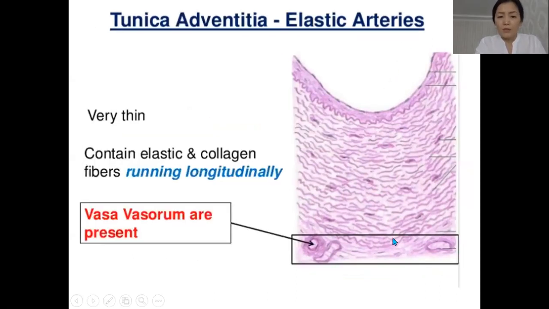Tunica adventitia is very thin in elastic artery, remember, very thin, only this part. It contains elastic and collagen fibers, and the vasa vasorum are present in elastic arteries, because this is a large type of artery. For example, in our body, the aorta is an example of this type of artery, the elastic artery.